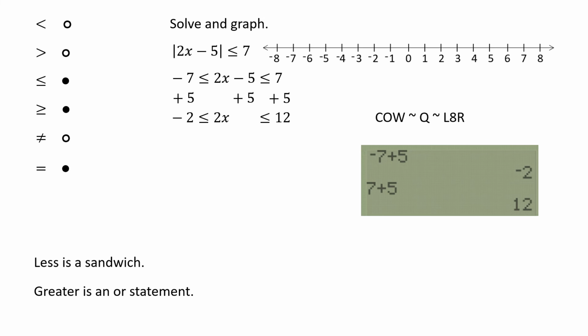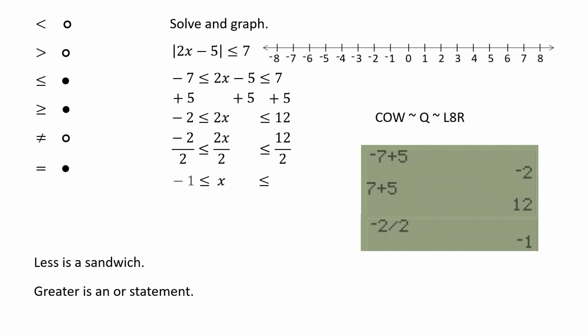Hey, but look, that's 2 times x. I don't want 2 times x, I just want x. Opposite of multiplying by 2 is dividing by 2, so we'll divide each section by 2. Calculator assist if need be. And we end up with negative 1 less than or equal to x less than or equal to 6.